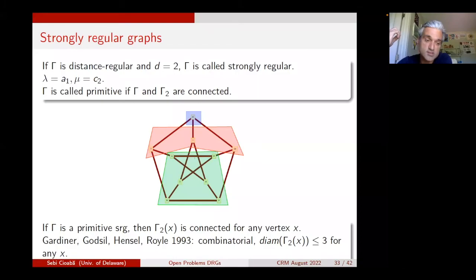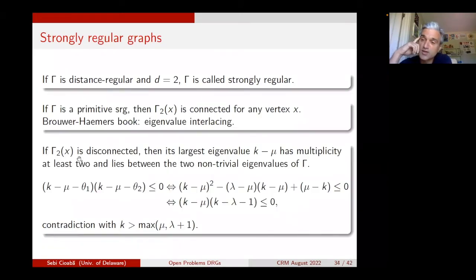And then there is this really nice property of subconstituents in strongly regular graphs, which is that if you have a primitive strongly regular graph, then for any vertex x, gamma 2 of x is connected. And there's a very nice paper of Gardiner, Godsil, Hensel, and Royle from '93, which gives a combinatorial proof showing that the diameter of this graph is at most 3 for any x. I won't prove that here, but there is a proof that gamma 2 of x is connected for any vertex x in Brouwer and Haemers' book, which uses eigenvalue interlacing, and I'll try to sketch it here.